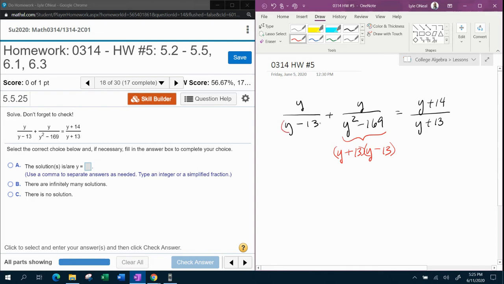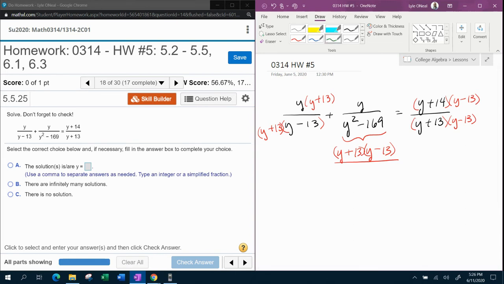Now we need to go through and look at the other two denominators and ask ourselves, what do they need to be like this one? So the first denominator needs the y plus 13. If I give it to the bottom, I have to give it to the top. The last denominator needs the y minus 13. If I give it to the bottom, I have to give it to the top.